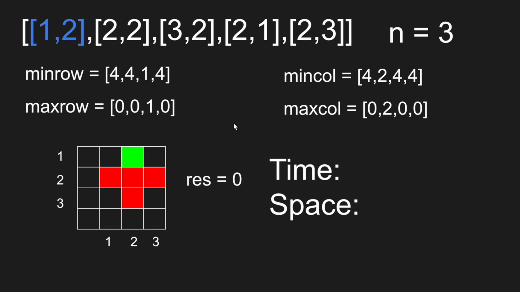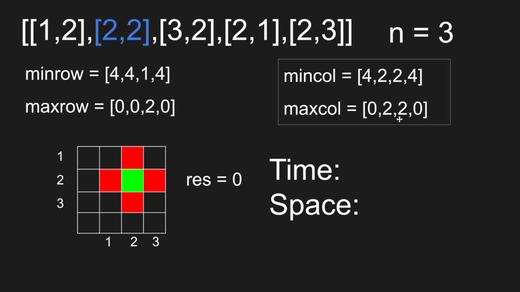So first, we will update the minimum row and maximum row at column 2 to 1, and the minimum column and maximum column at row 1 to 2. As you can see, that's the case here. Move on to the next one. We will update the max column and minimum column to 2 at row 2, and we will update the max row to 2 from 0. And move on to the next one.